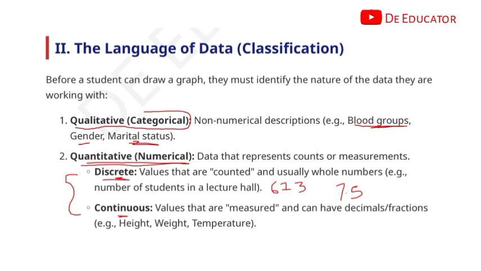Then we have continuous. So these values or this data can be represented in decimal fraction, not only in whole number. For example, height, weight, temperature. We can say the height is 7.5, 6.2. This does not mean it cannot be a whole number. It can also be a whole number, but continuous can also be expressed in decimal and fraction, while discrete is only whole number.